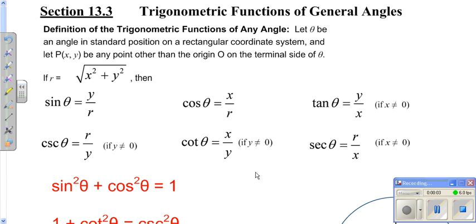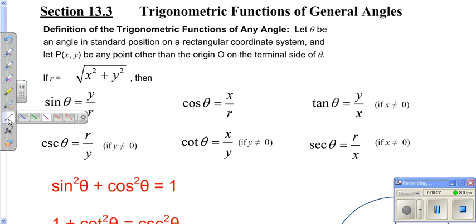Okay, trigonometric functions of general angles. We've looked at trig functions in terms of sine and cosine and tangent using right triangles. But now let's look at sine, cosine, and tangent in terms of any angle.